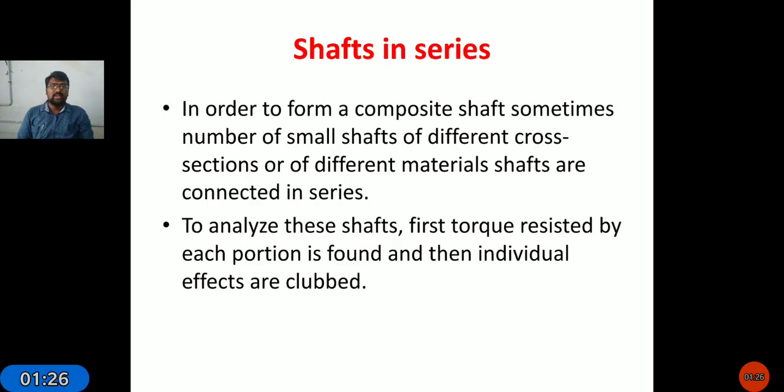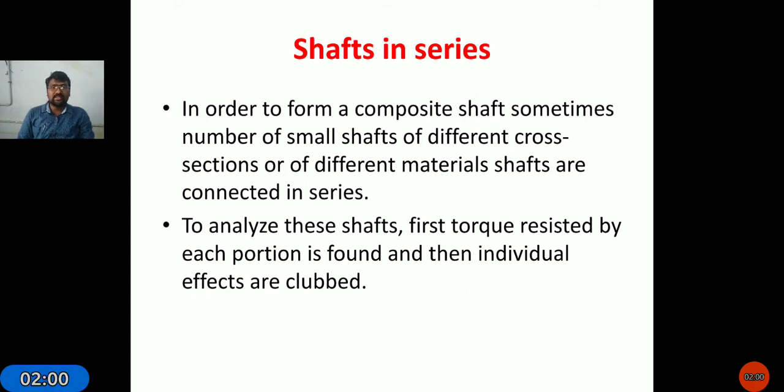Coming to shafts in series. The difference between series and parallel is mainly in two fields, that is torque and angle of twist. In order to form a composite shaft, sometimes a number of small shafts of different cross sections or of different materials are connected in series.